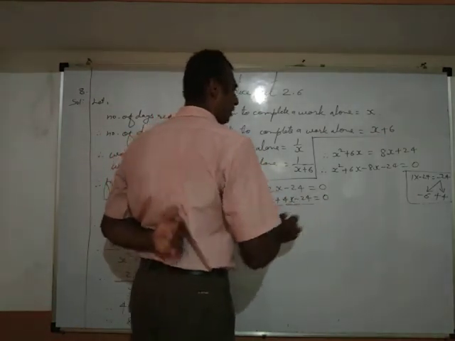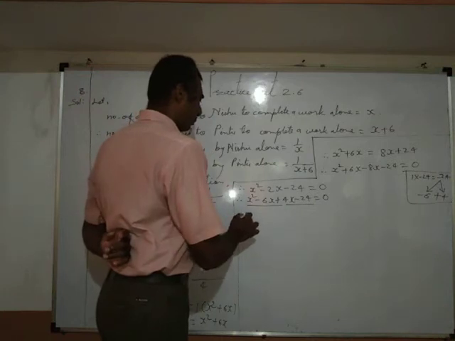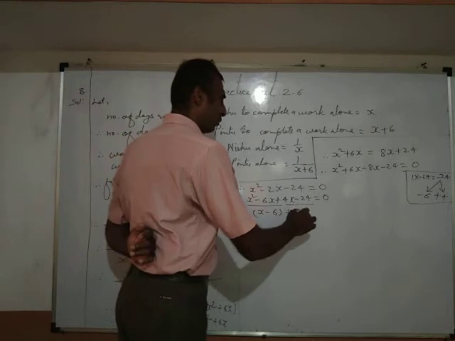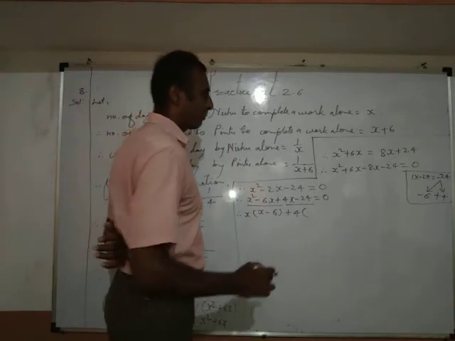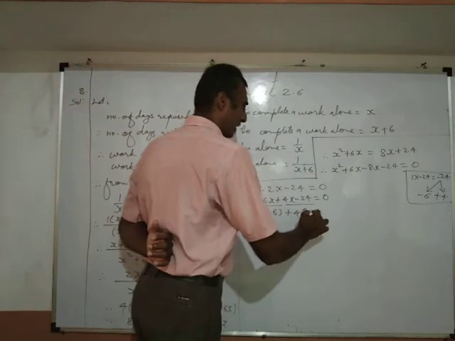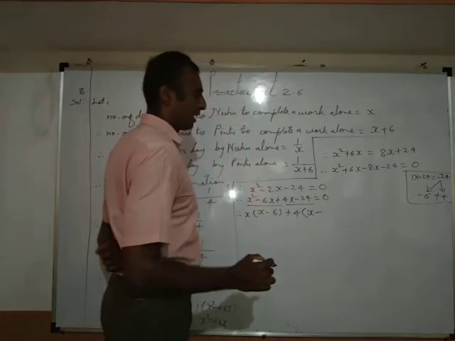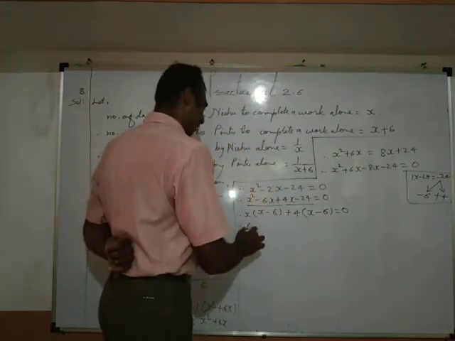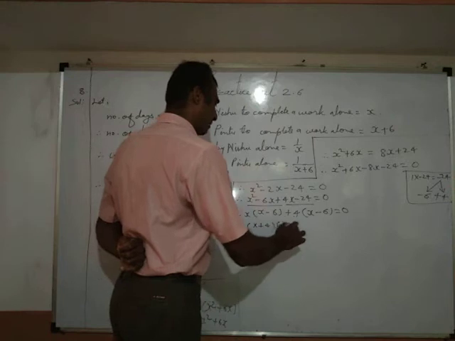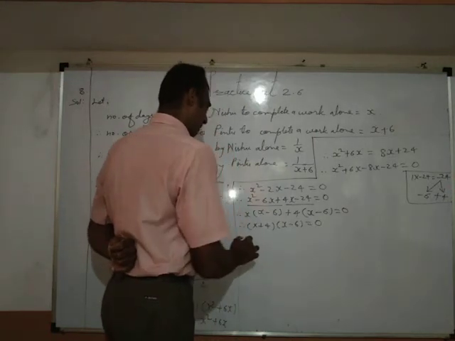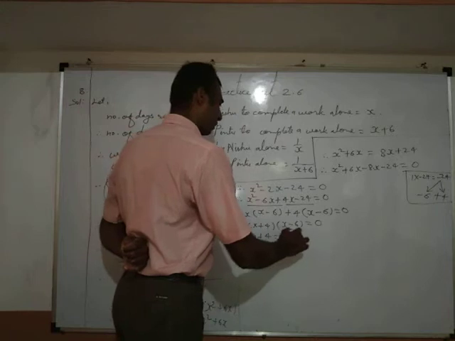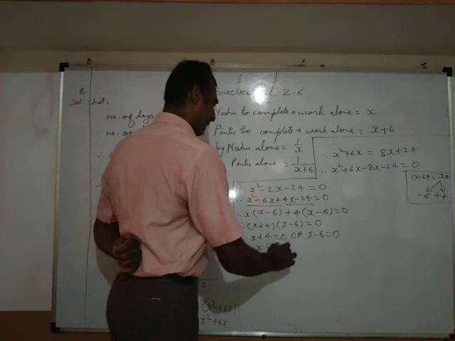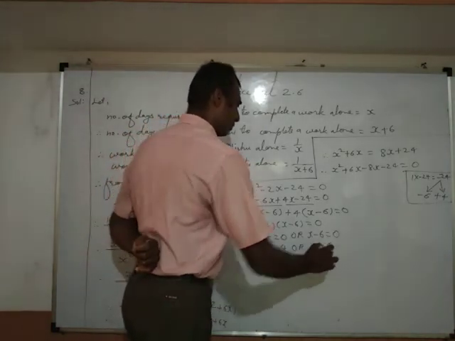Group the first two, group the next two. From the first group we may take out x common, therefore in the bracket there will be x minus 6. From the second group we may take out 4 common: 4x divided by 4 gives us x, minus 24 divided by 4 gives us minus 6, that equals 0. Therefore (x plus 4) into (x minus 6) equals 0. Therefore x plus 4 equals 0 or x minus 6 equals 0, and therefore x equals minus 4 or x equals 6.